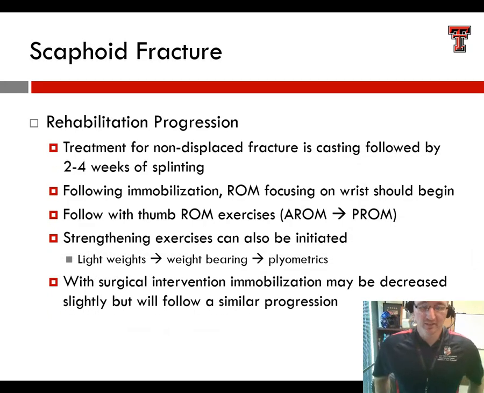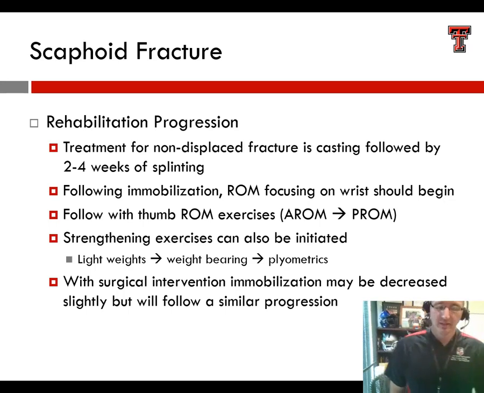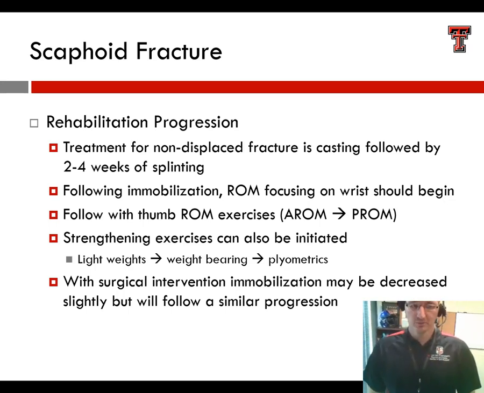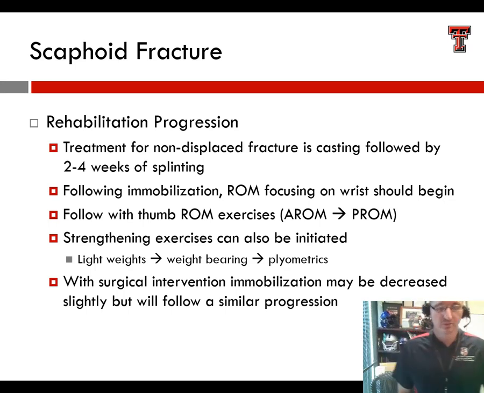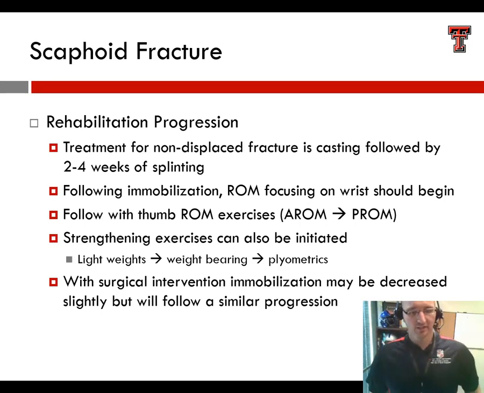If it's non-displaced, we can sometimes manage this non-surgically if we catch it early. If we don't catch it early, then we're almost always looking at a surgery. So after immobilization, range of motion work focusing on the wrist would begin. Thumb range of motion exercises would start after they come out of that. Strengthening exercises would begin after that.